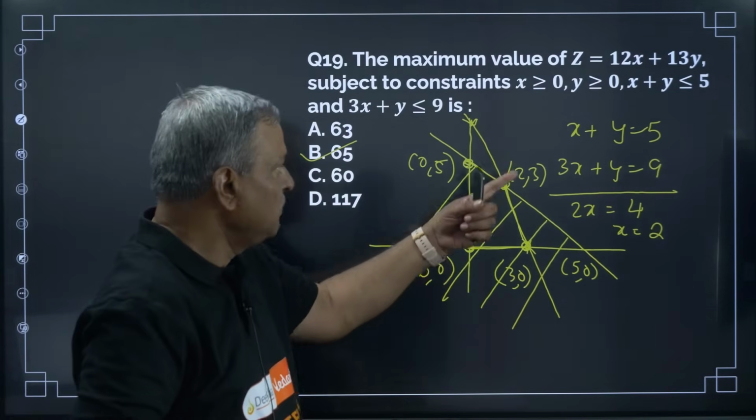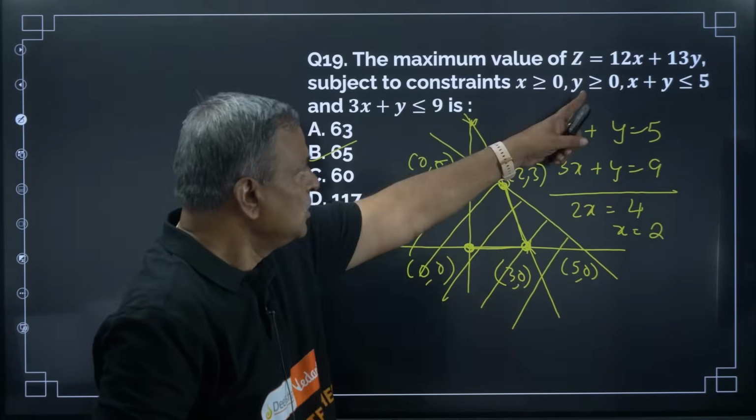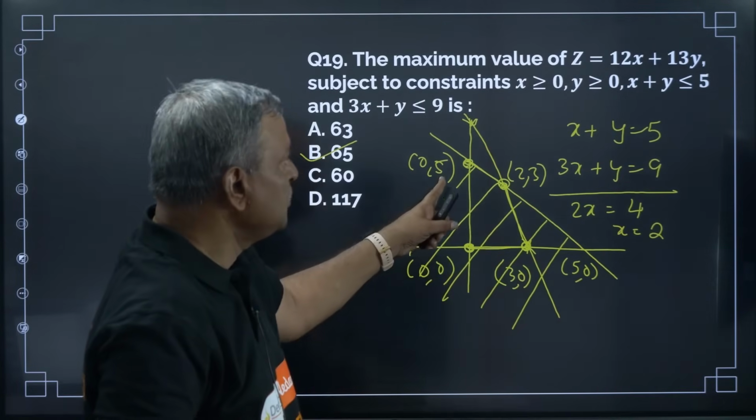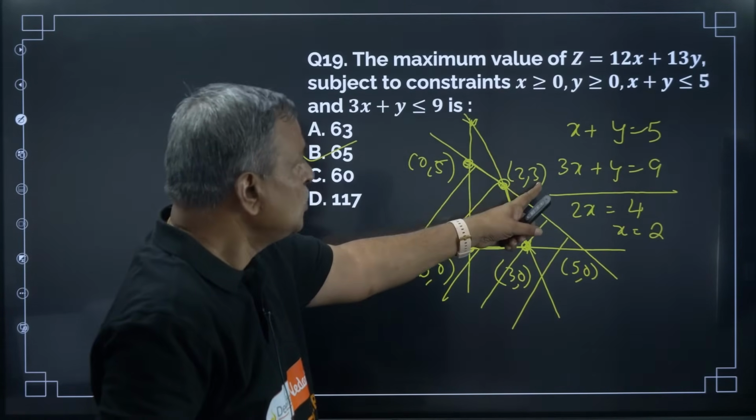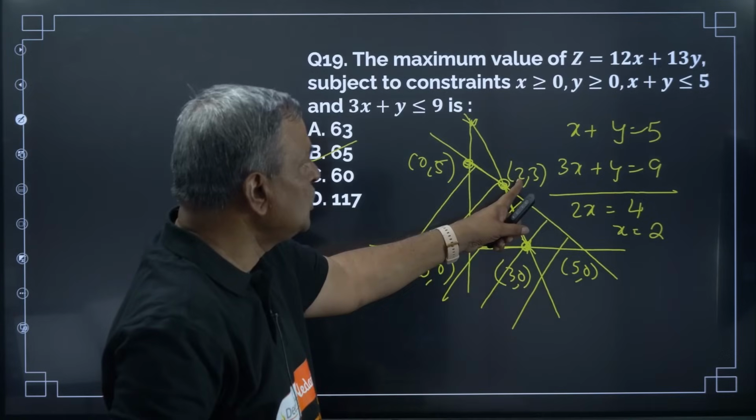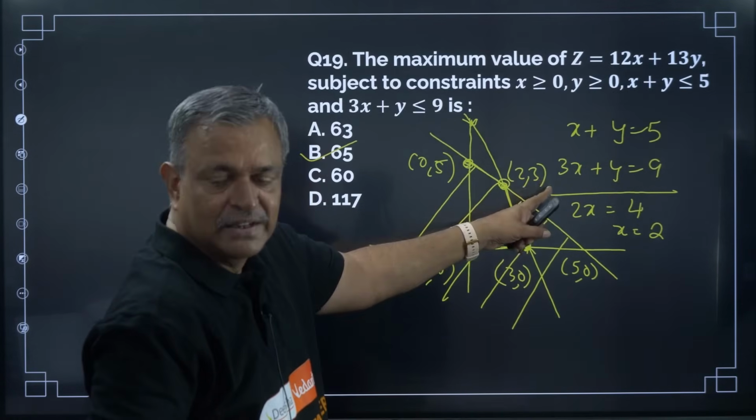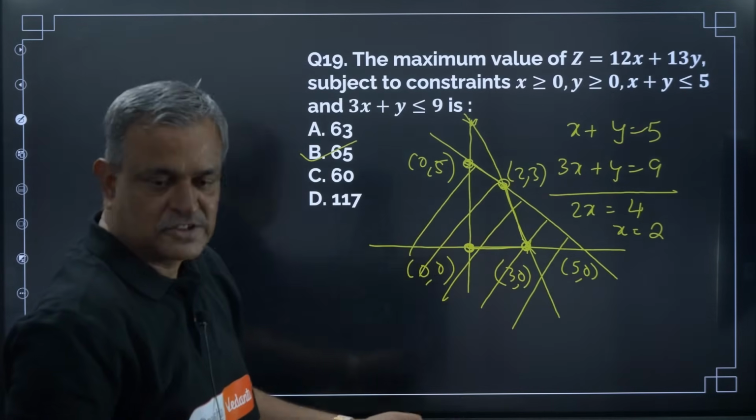You have to check the points. (0, 0) will give you 0. (3, 0) gives 12 times 3, which is 36. If you put (0, 5), you get 65. For (2, 3), this is 12 times 2, which is 24, and 13 times 3 is 39. 39 plus 24 is also less than 65.